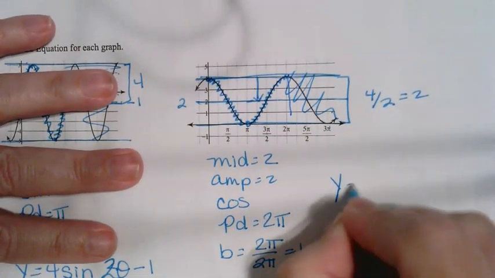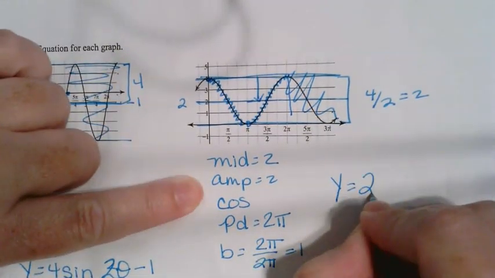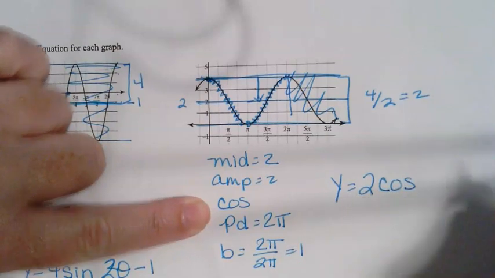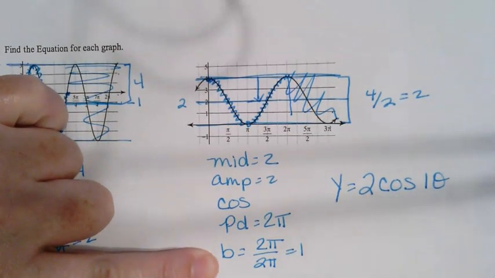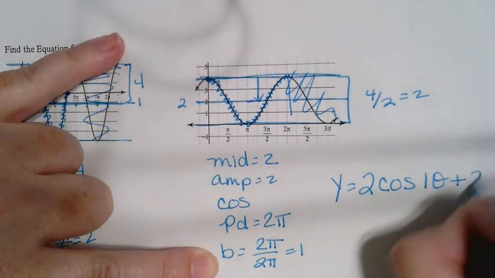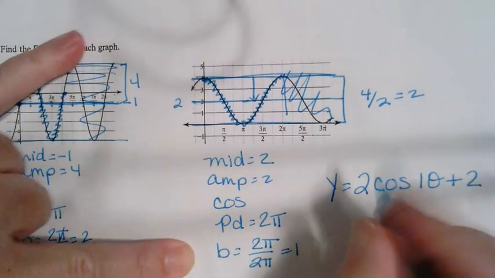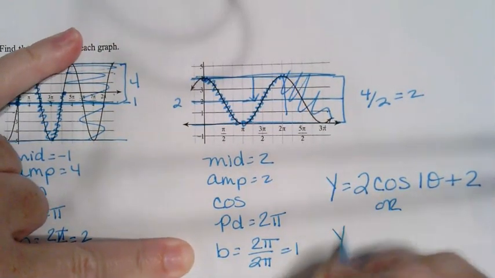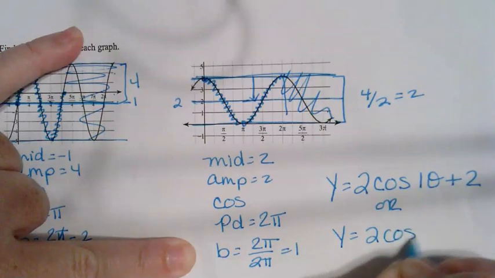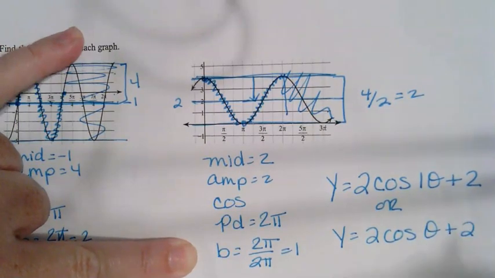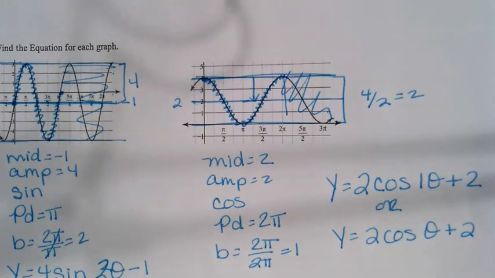So here we go. Y equals, amplitude is 2, cosine 1 theta. Do you have to put that? And the answer is no. So could you leave it like this? Or y equals 2 cosine theta plus 2. That is okay as well. It doesn't matter if you put that one there or not. Okay, when in doubt, put it.